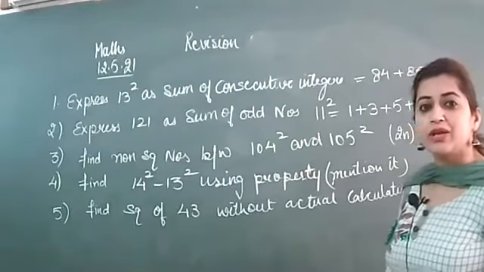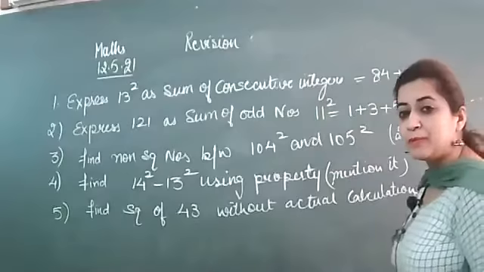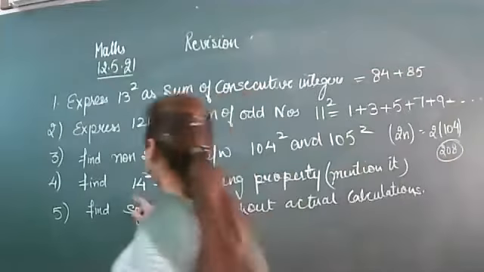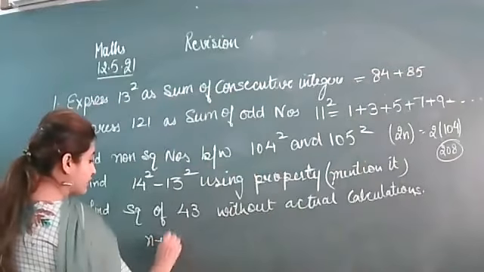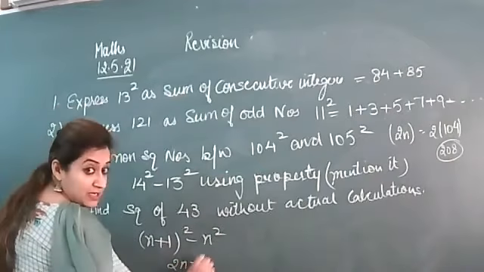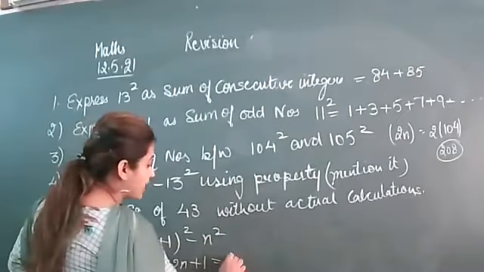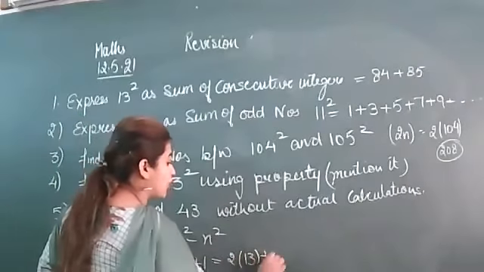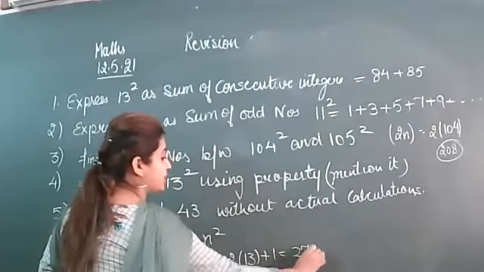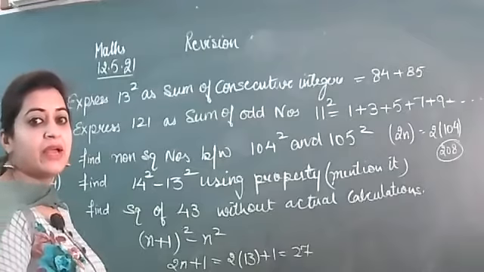Find 14 square minus 13 square using the suitable property. This is (n plus 1) whole square minus n square, that is 2n plus 1. So n here is 13. What you will write? 2 into 13 plus 1, that is 27. Is it okay? Is it clear?